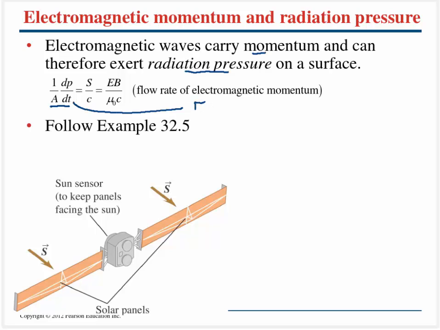If we consider this right here, we see this is going to be a dp dt, which is a change in momentum. That's related to a force. Change in momentum is a force, and when we divide that by an area, we have a pressure. That's the radiation pressure, related to the Poynting vector as well as the speed of light. We can express that in terms of the electric and magnetic fields and look at a flow rate of momentum.